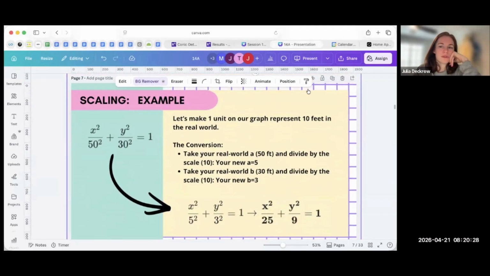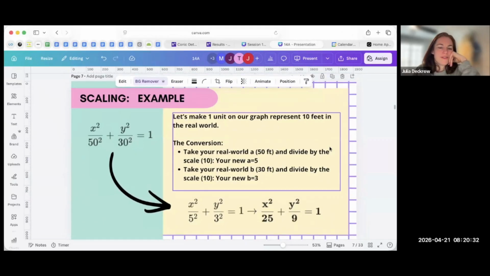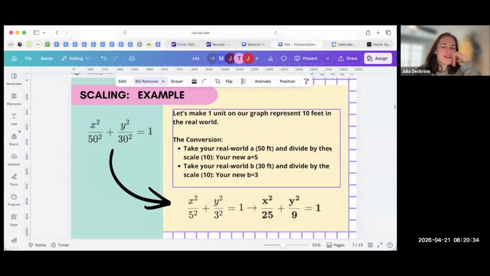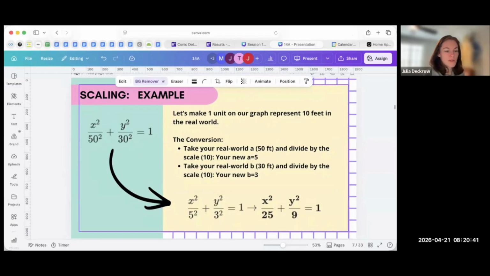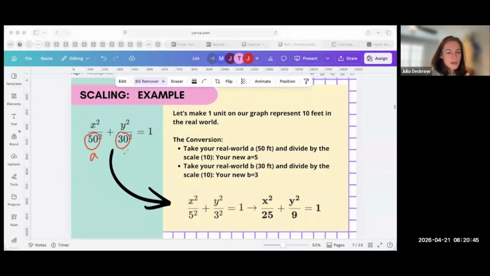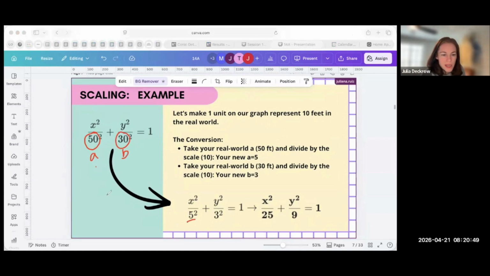All right, here's another example. We can talk about it if you want. Let's make one unit on our graph represent 10 feet in the real world. So we're saying one unit is 10 feet. So basically, this is your A over here, right? This is your original starting. This is A, and this is B. You can see they're actually being divided by 10 here, right? A divided by 10 gets you the new number. Same here. B divided by 10 gets you that new number.